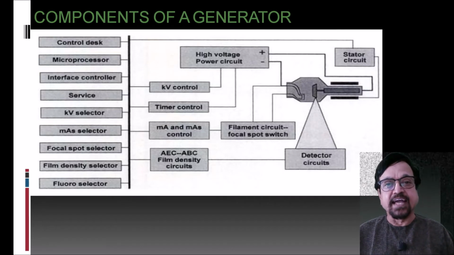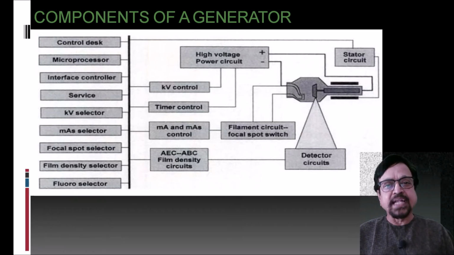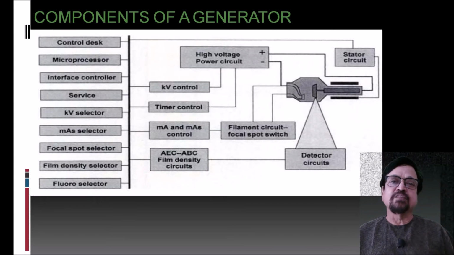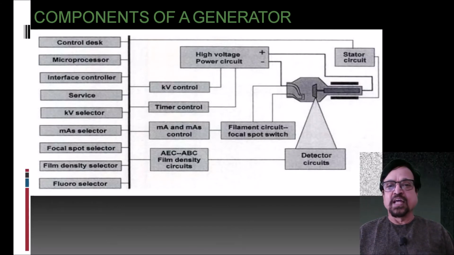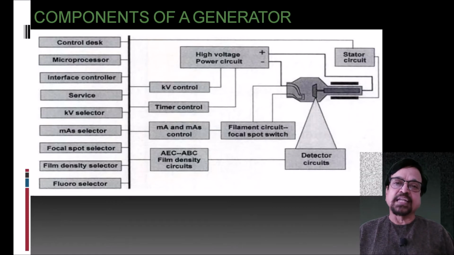First is the rectifier. As we have seen, the incident electron has to hit in a single direction. It has to go from one direction to another direction. There cannot be two-directional flow of the electron, otherwise there will not be smooth or unidirectional production of the X-rays. Now, this is achieved by means of rectifiers.